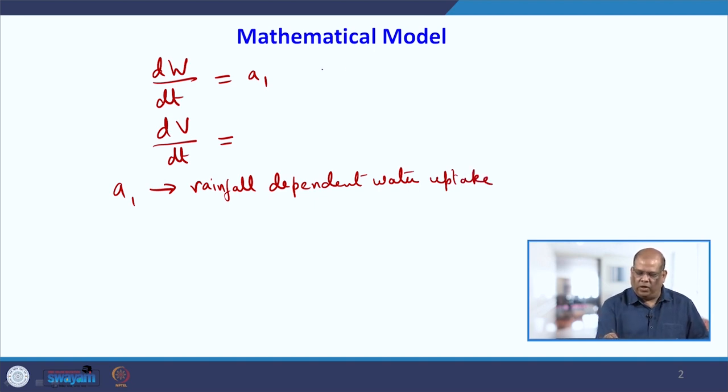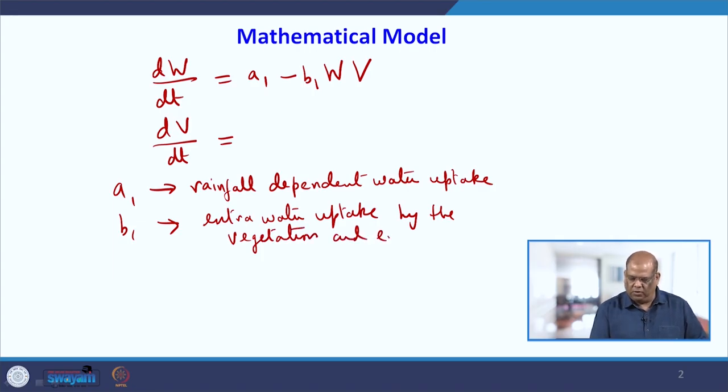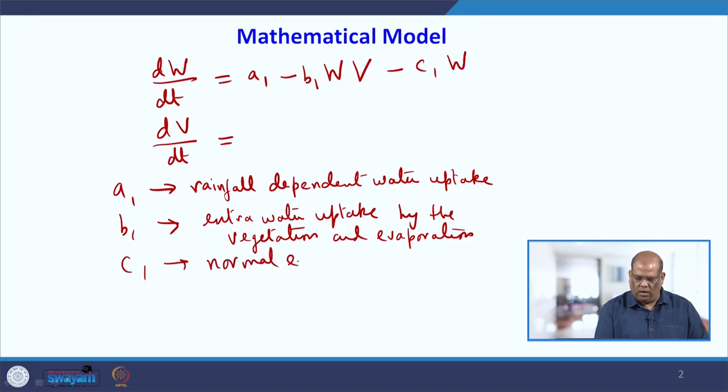And then there will be vegetation which will require water. So there will be an interaction between the vegetation and the water, and there will be a loss of water. So your B1 is going to be the extra water uptake by the vegetation. And then there is going to be a normal evaporation of the water. So we say C1 is the normal evaporation.